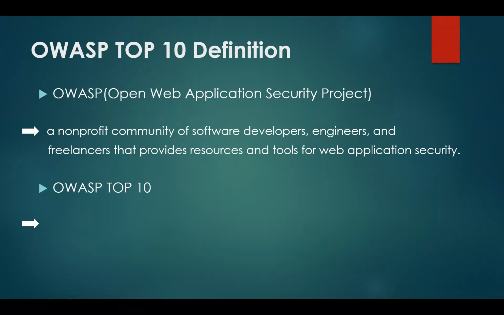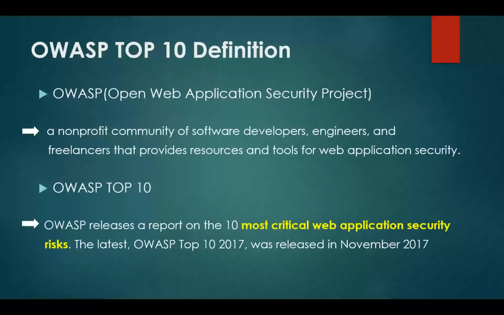This is selected by the OWASP group. OWASP releases a report on the 10 most critical web application security risks. The latest version was released in November 2017.